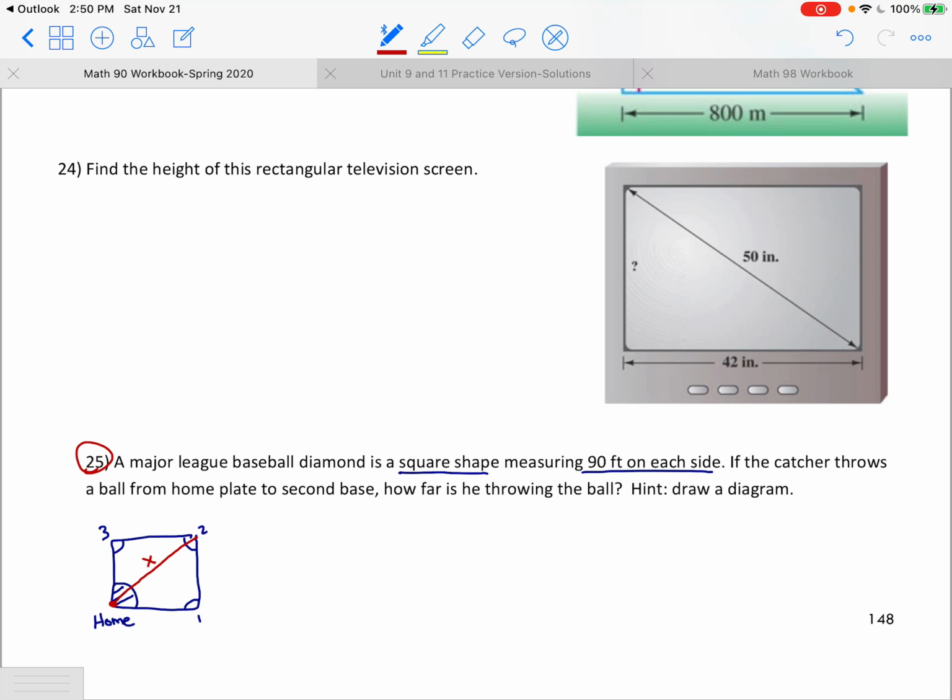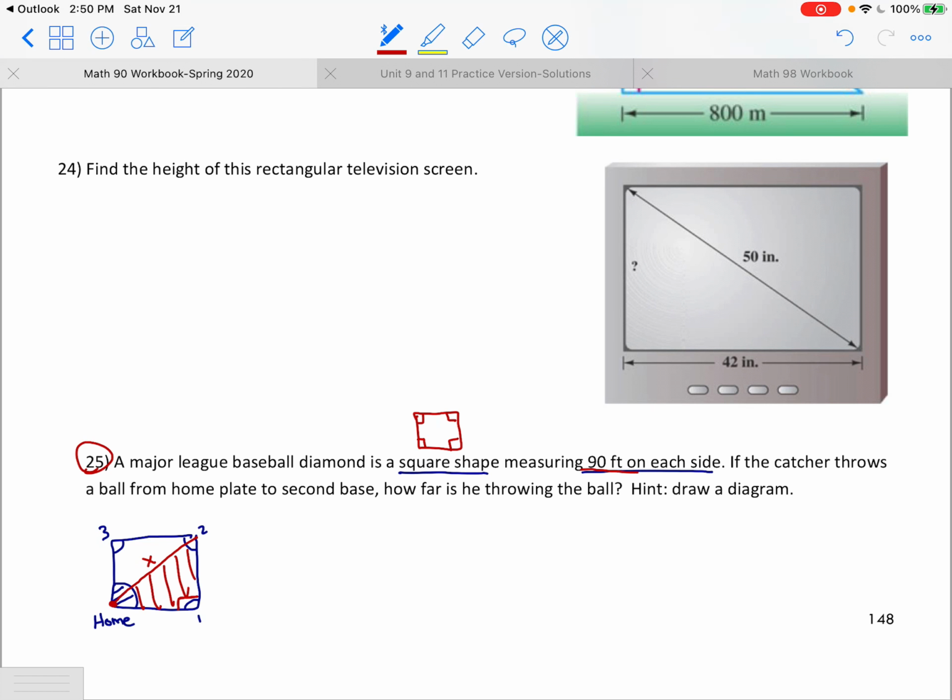Okay, so what we can see then is we've created these two right triangles, because one of the defining identities of a square is that it has 4 right angles. So we could just basically use this as our right angle, and we can utilize this whole right triangle to help us with our problem.